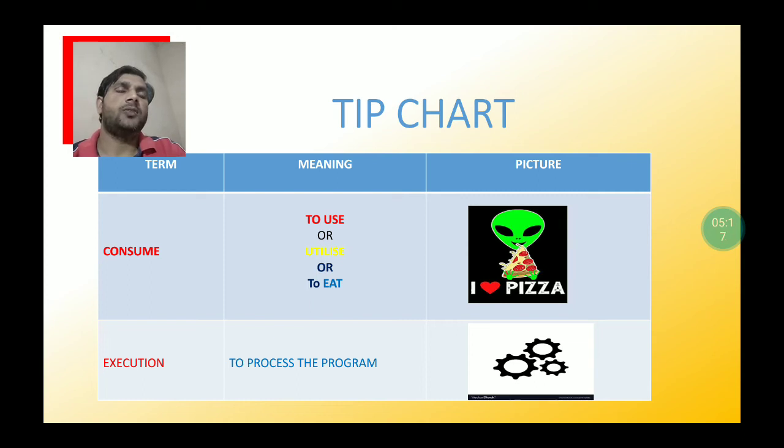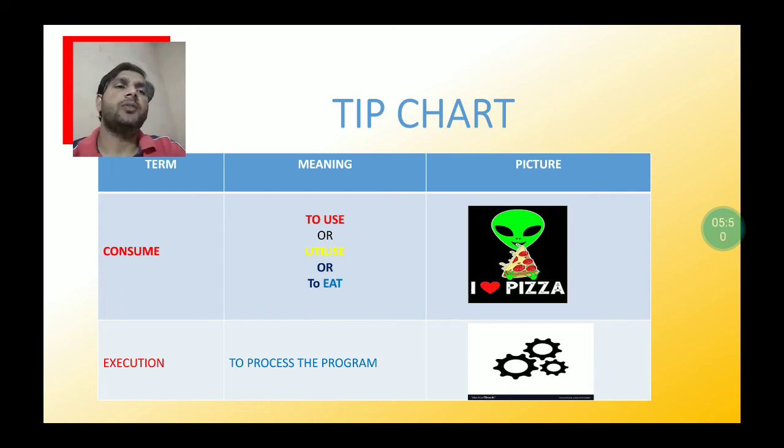Execution, so as I told you earlier, this is process, to process the program. So now you have to draw, this is the complete tip chart. You have to write only two meanings. You have to write and draw like this. Draw this table, first column term, second meaning, third picture. After that, first word, meaning, picture. You have to draw execution, to process the program, and then picture. So this is your tip chart.